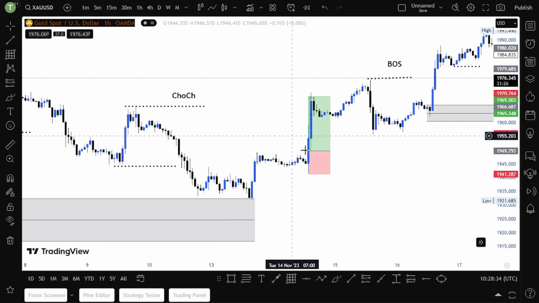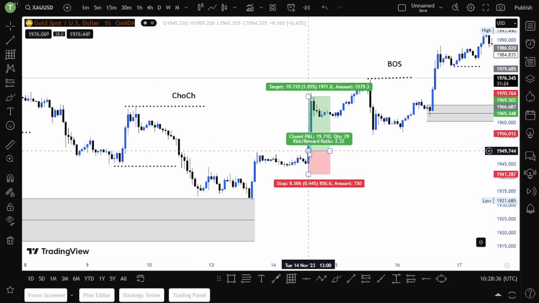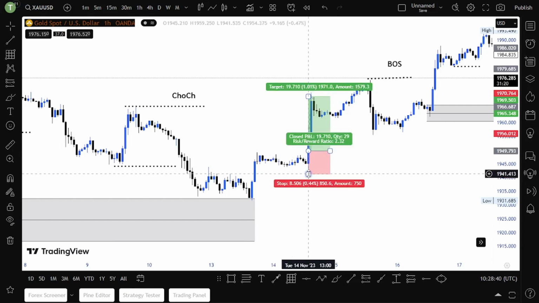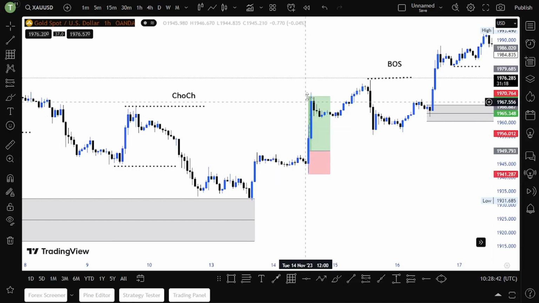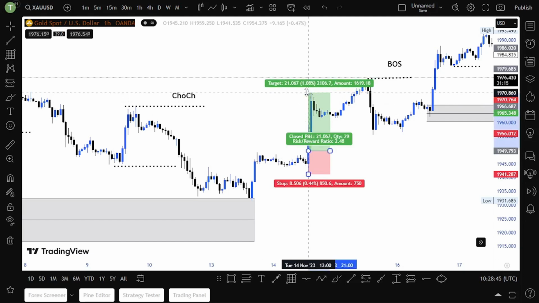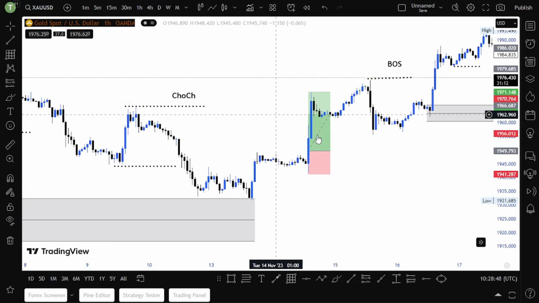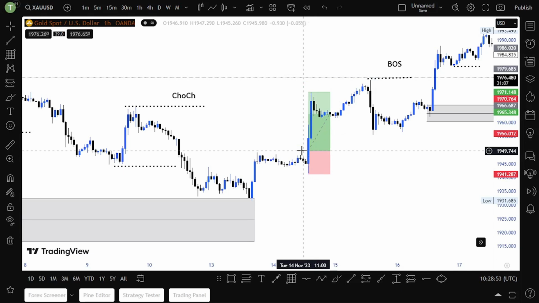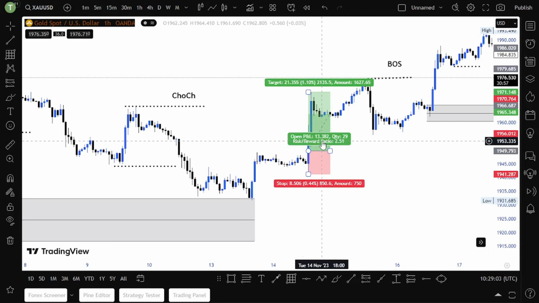This is where I bought when the CPI news release was out. I bought and then I put my stop loss here. It was a 1 to 2, 1 to 3 somewhere there. I bought here because I knew the CPI percentage that came out is bad for the US dollar, meaning we are buying the gold. This is the trade that I took on that day, on the 14th.